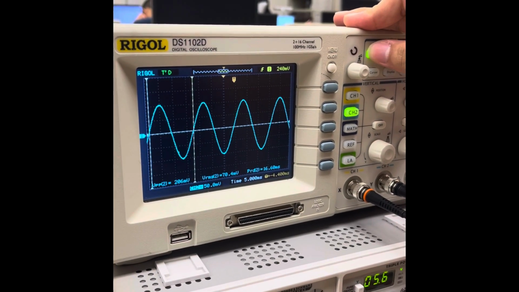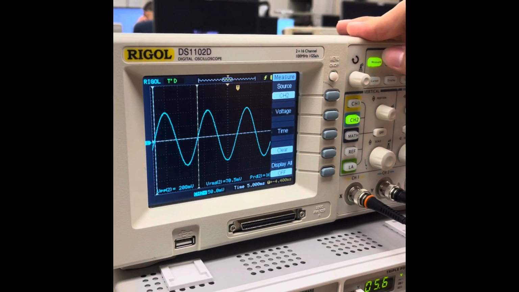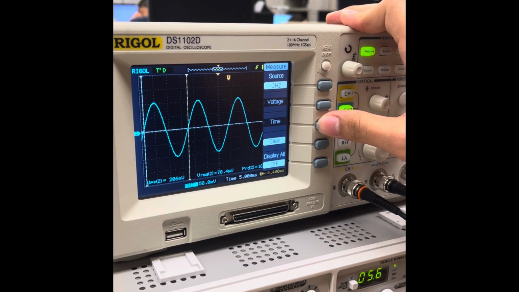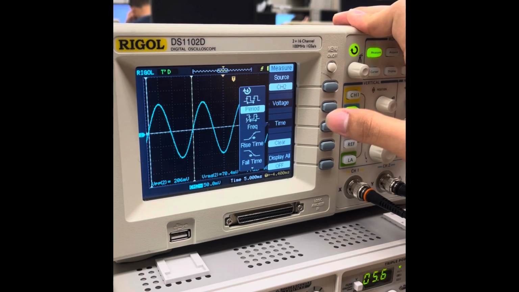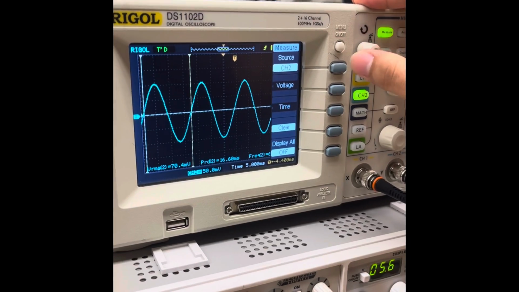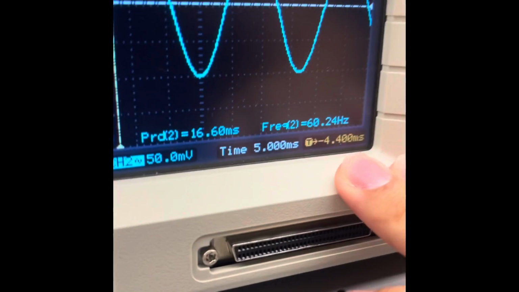Okay, the last measurement, select measure, find the measurement frequency, select time, find the frequency, and then select. Now you have the frequency is equal to 60.44 hertz.